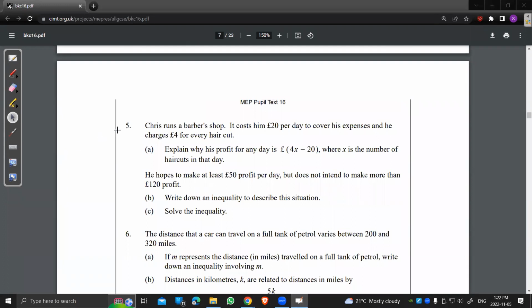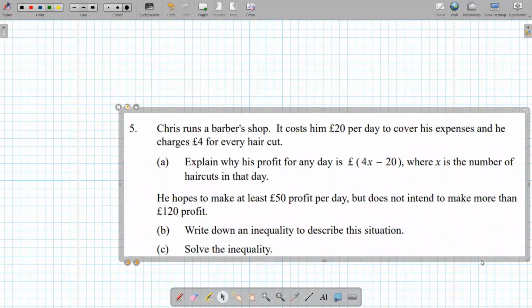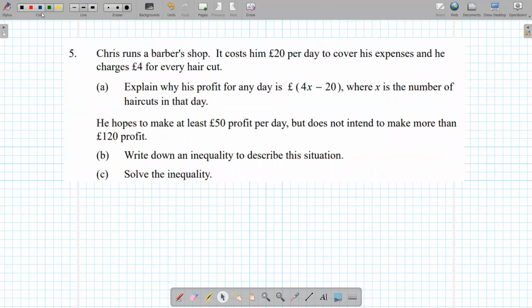Okay, let's do some more problems. You can see whoever wrote this question is from the UK because we have a bunch of pound signs. It's not going to change anything. So he runs a barbershop. It costs him $20 per day to cover his expenses, and he charges $4 for every haircut. Explain why his profit is this. How did they get 4x minus 20 for the profit?